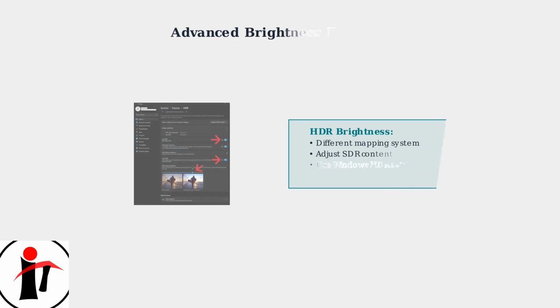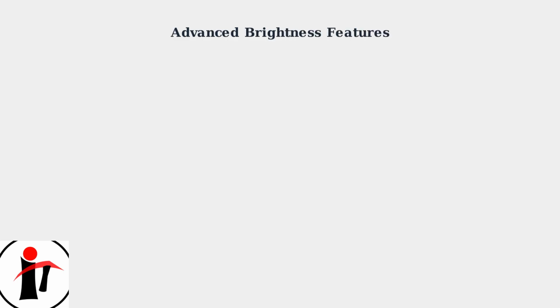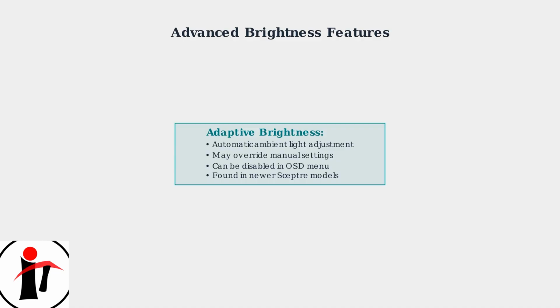Newer Sceptre monitors include advanced brightness features. HDR support requires different brightness adjustment approaches to properly map brightness levels. Adaptive brightness automatically adjusts based on ambient light conditions. This feature can be found in newer models and may conflict with manual brightness settings.